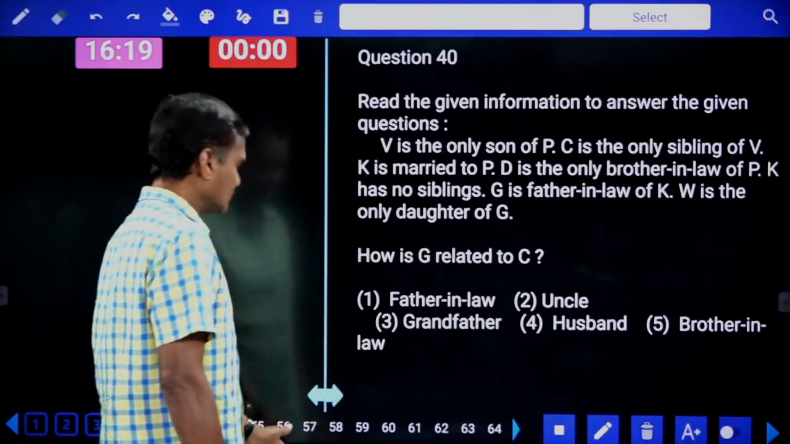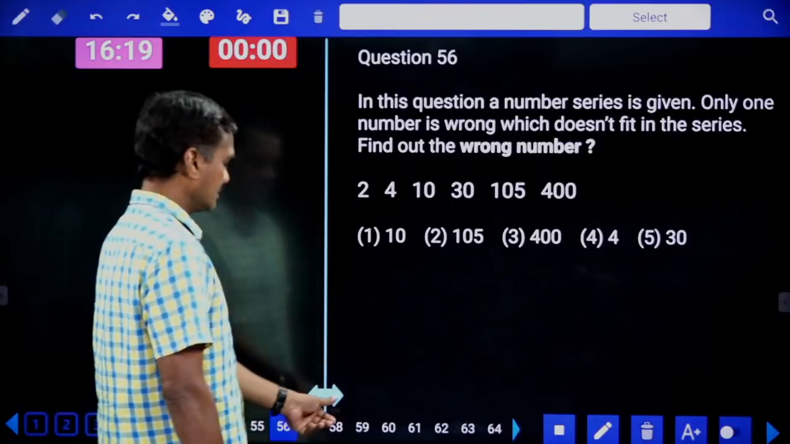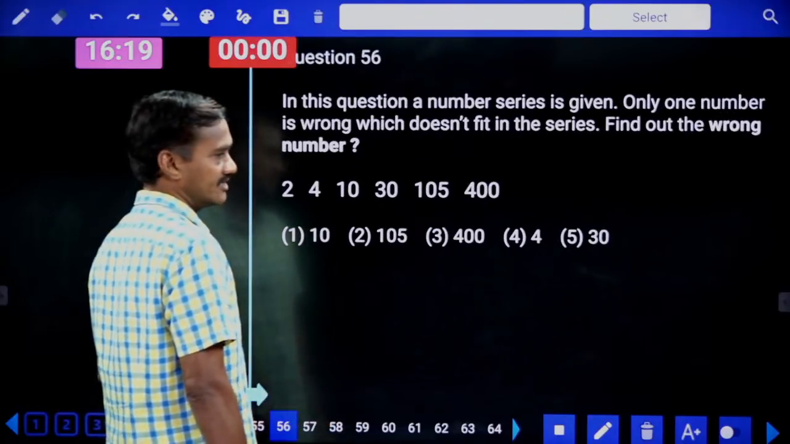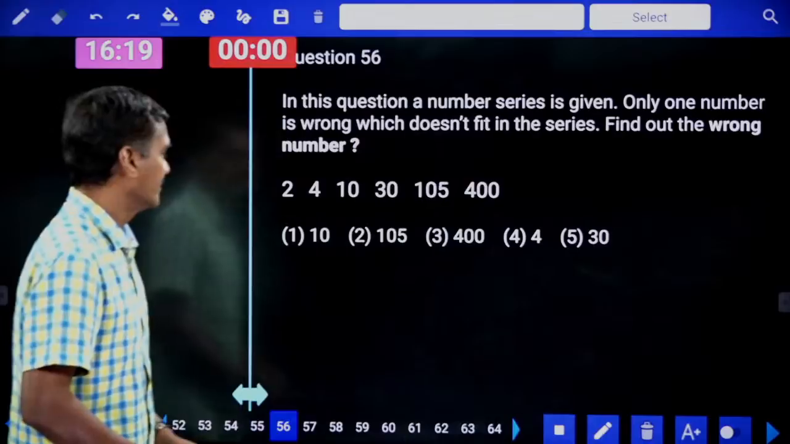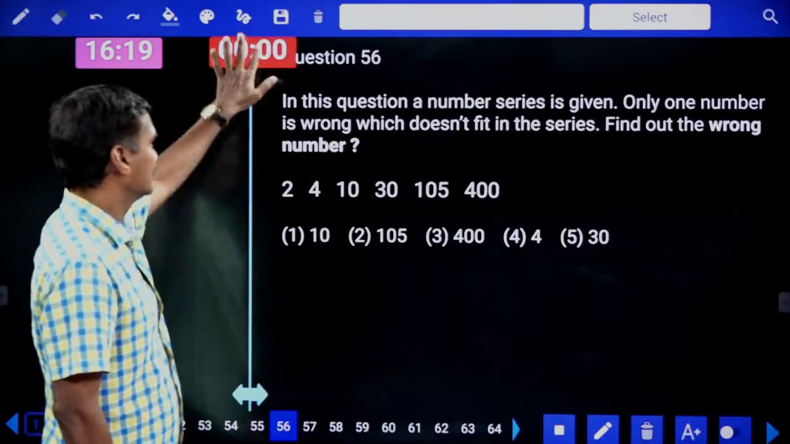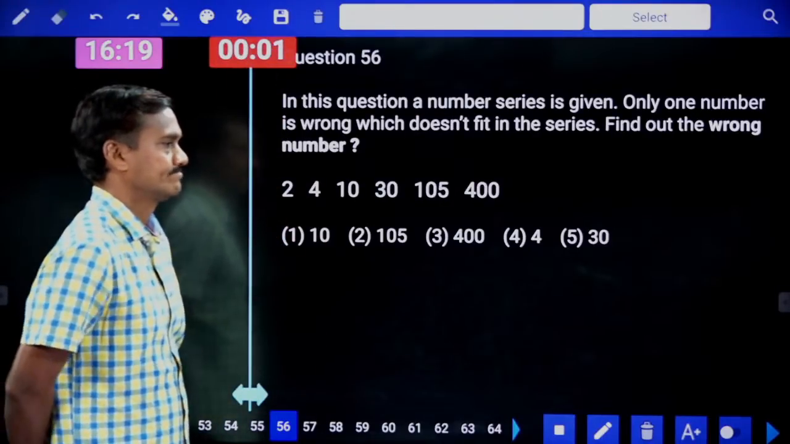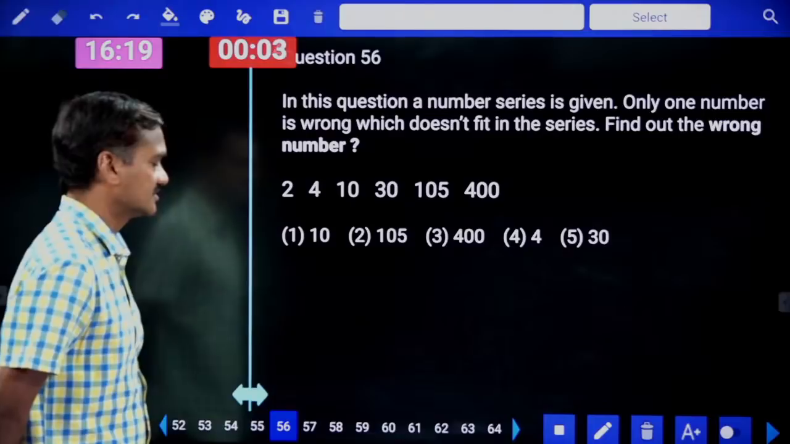Now 56 to 60, let us go through these questions here. Now wrong number series, and wrong number series is the last priority in your examination, isn't it? Then now let us start with question number 56. Start working out this one.